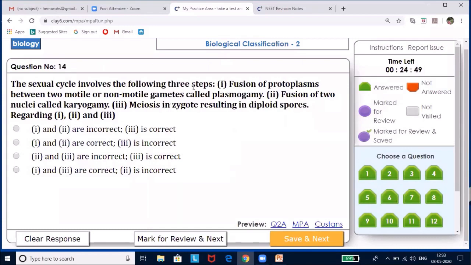The sexual cycle involves the following 3 steps. Fusion of protoplasm between 2 motile or non-motile gametes called plasmogamy. Fusion of 2 nuclei called karyogamy. Meiosis and zygote resulting in diploid spores. Now we need to find out. So it is fusion of protoplasm between 2 motile or non-motile gametes is called plasmogamy, yes. Fusion of 2 nuclei, karyogamy is correct. Meiosis and zygote resulting in diploid spores, this is wrong. So 1 and 2 are correct and 3 is incorrect.